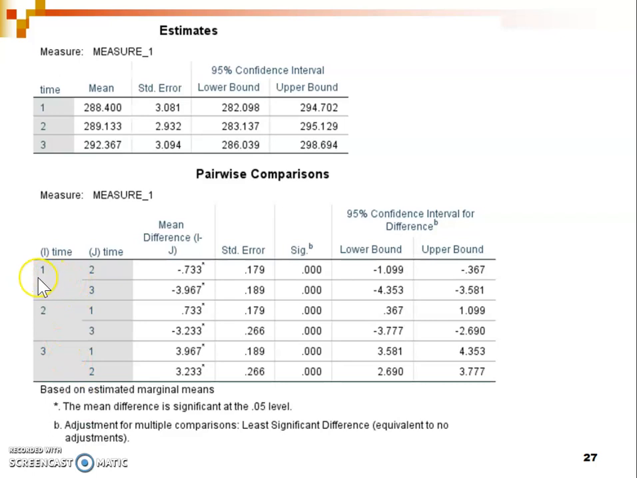So we're going to look for the first time point in this column, and then we're going to identify the comparison to the second time point right here in the second column. So the main thing we want to focus on here is that sig value.